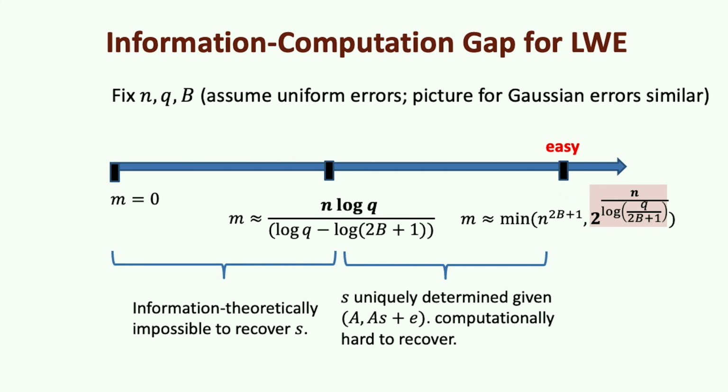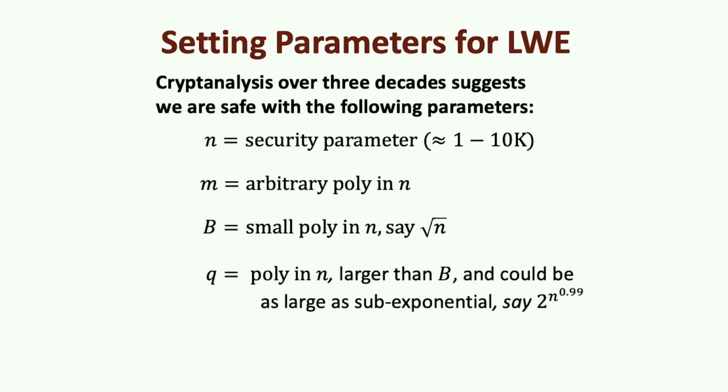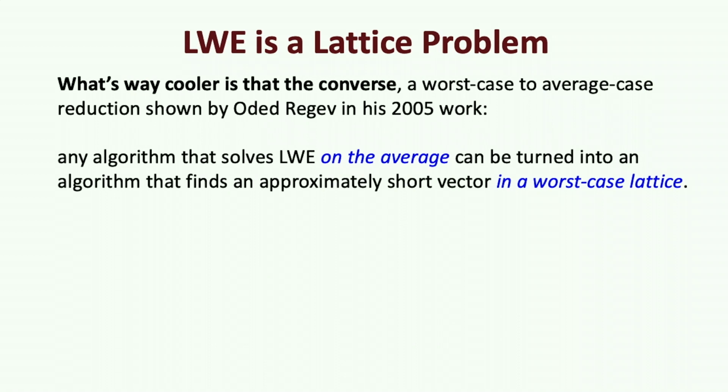So why is that the case? I want a Q over 2b plus 1, or Q over b, approximate solution to the shortest vector, and that can be computed in 2 to the n over log Q over b time and samples, and that's what you get. Okay, good. So that's algorithms, and you can use these to set parameters for LWE. That's that.